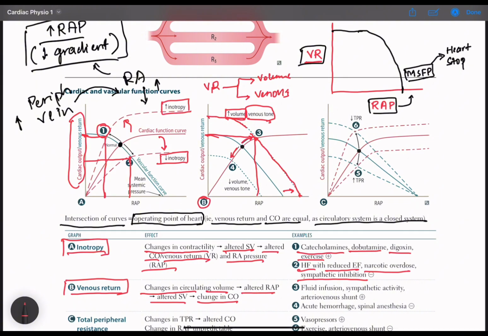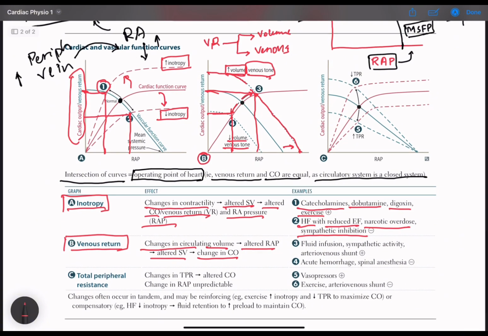On the other hand, if we have decreased volume or venous tone, like a hemorrhage or blood loss, or if we give the patient drugs or agents which decrease the venous tone, then we will have decreased curves. So we will have decreased venous return and cardiac output, and decreased right atrial pressure. Number 3, fluid infusion, sympathetic activity, and arteriovenous shunt all lead to increased volume and venous tone.